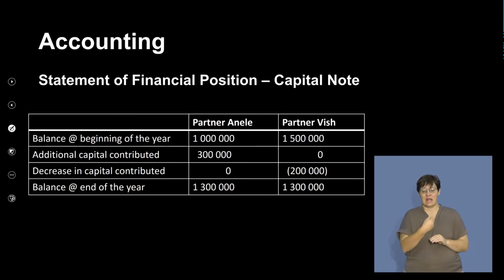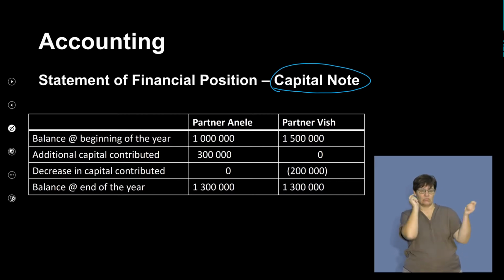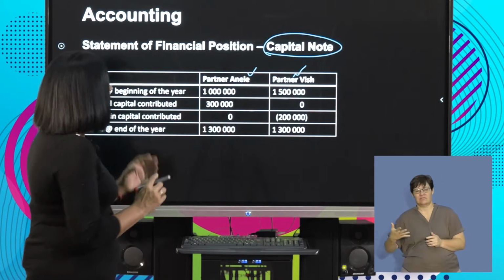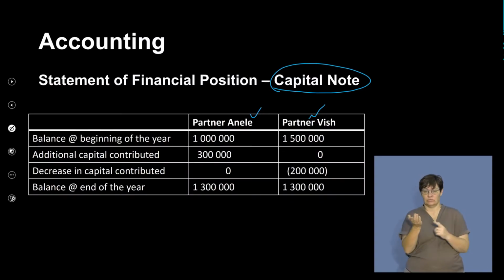So looking at the capital note, I've got a quick example here to show you how the capital note is going to change. We're going to list the names of our two partners. Remember, in your syllabus, you will come across two partners, not necessarily more than two. In this note, I am going to show their capital balances at the beginning of the financial year. In the example in front of you, partner Anele contributed 1 million, while partner Vish contributed 1.5 million. So obviously these are their opening balances at the beginning of the year.